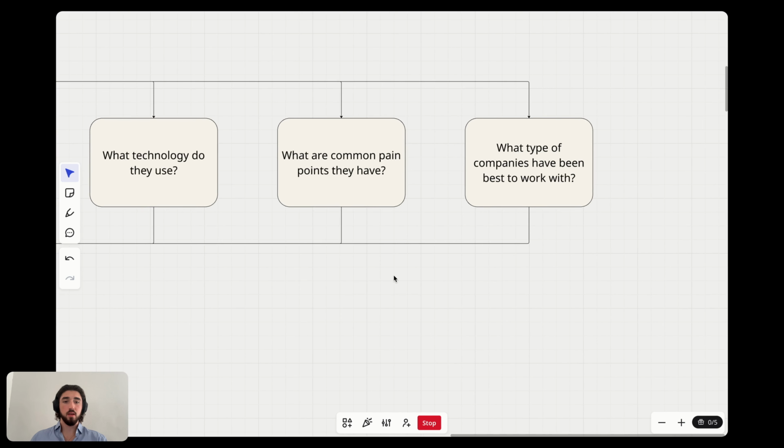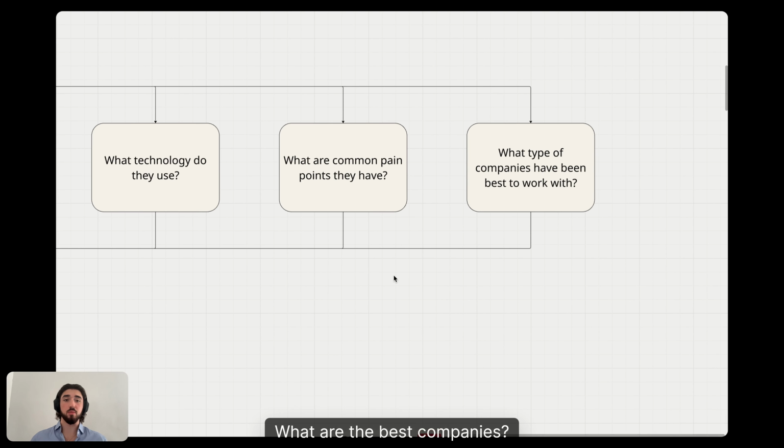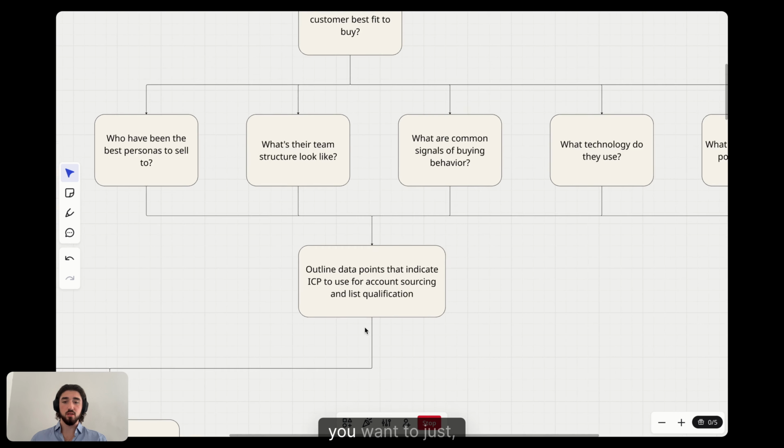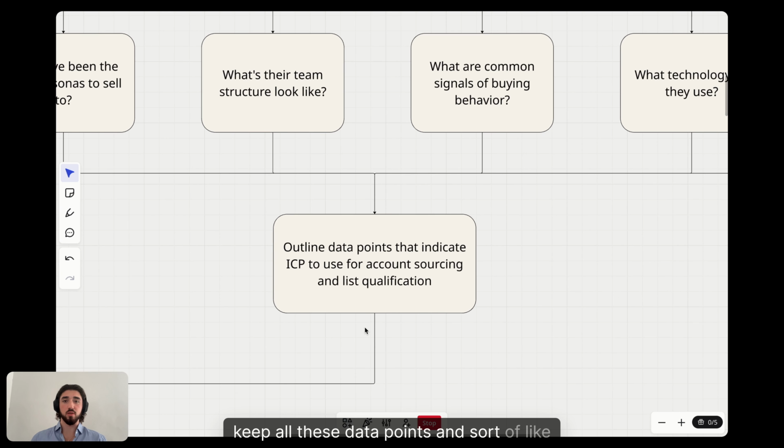And then, what are the best companies? So going back to industries, what are the best industries that you've worked with? Where are the ones that are easiest to get results for and just buy the quickest, things like that. So once you've outlined all of these, you want to keep all these data points and decide which of these data points should we be qualifying for? What's the most important?